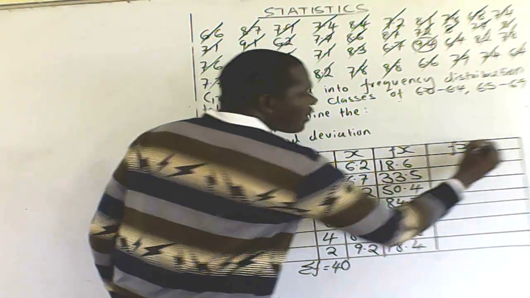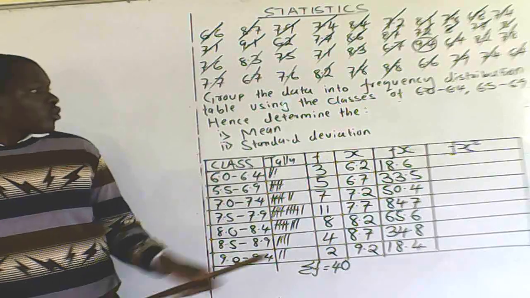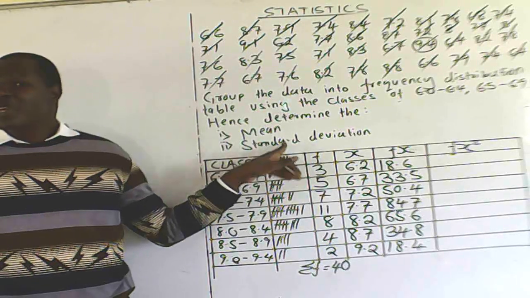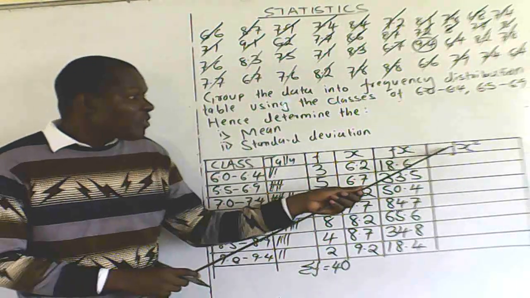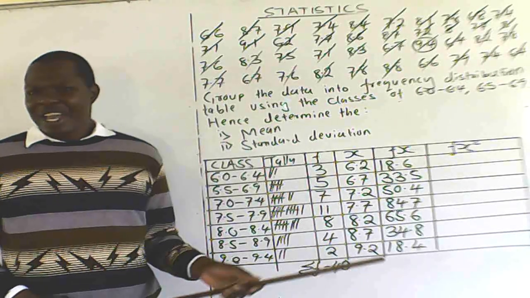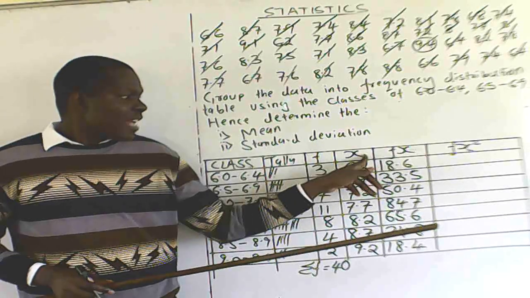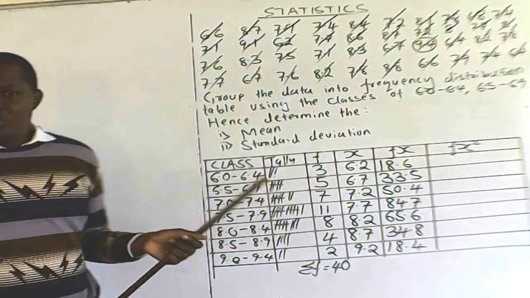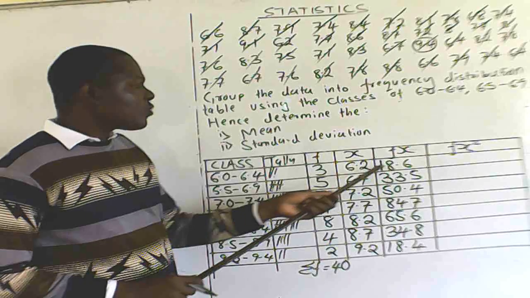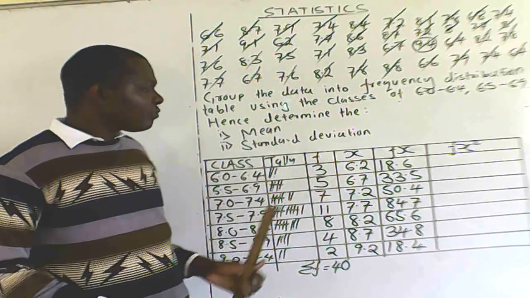So fx squared, because we've been told to look for the standard deviation, meaning we are going to get the variance. So we need a column of fx squared, isn't it? fx squared is fx times x, isn't it? So fx times x gives you fx squared. So start with the first one, 6.2 times 18.6.